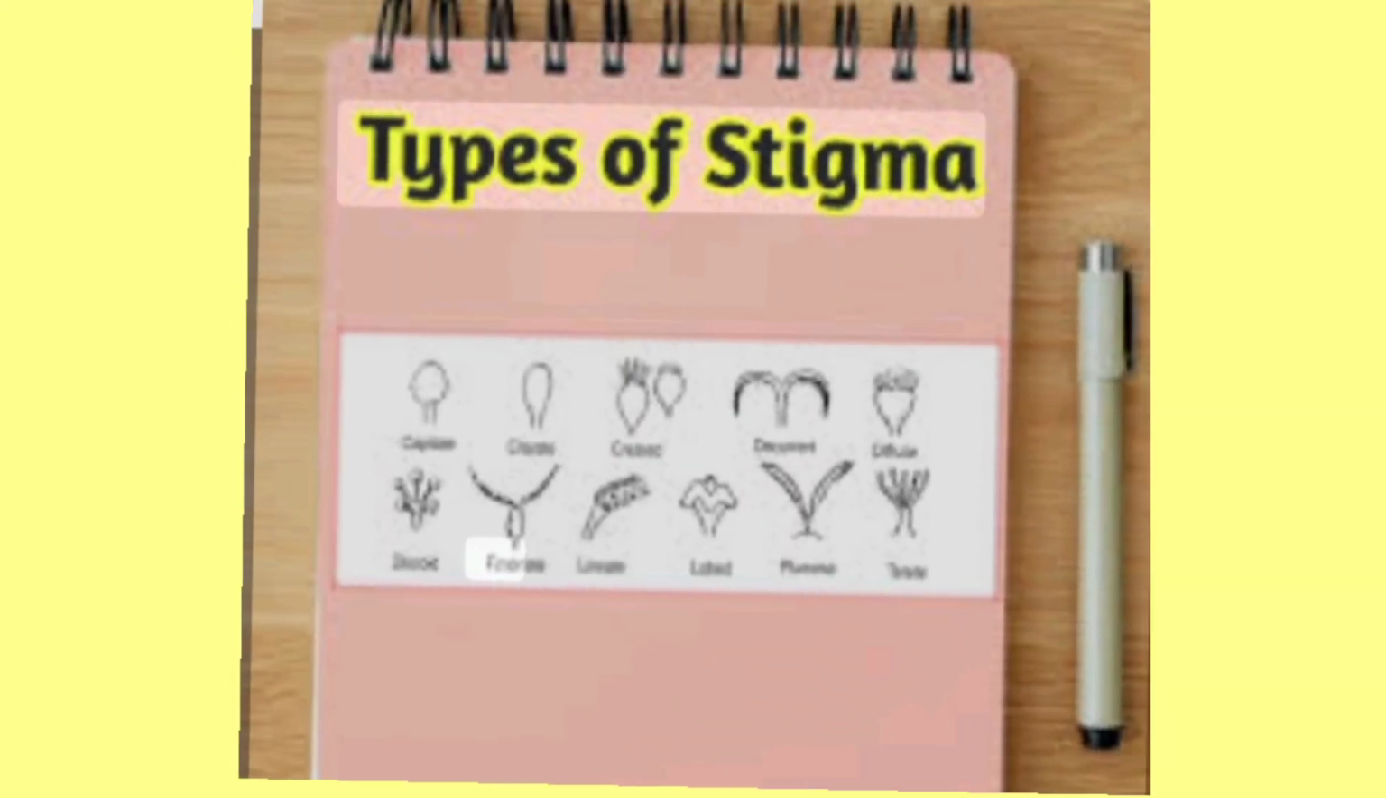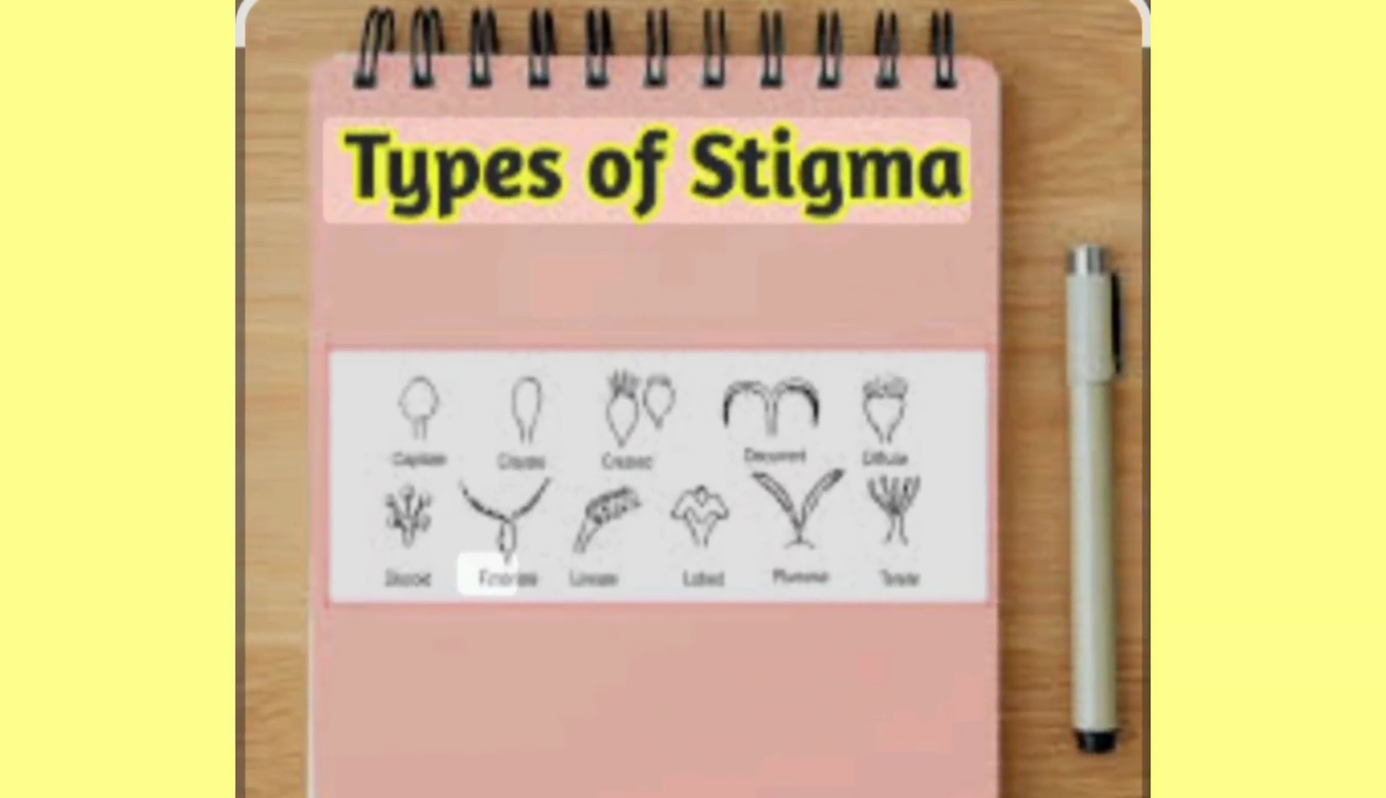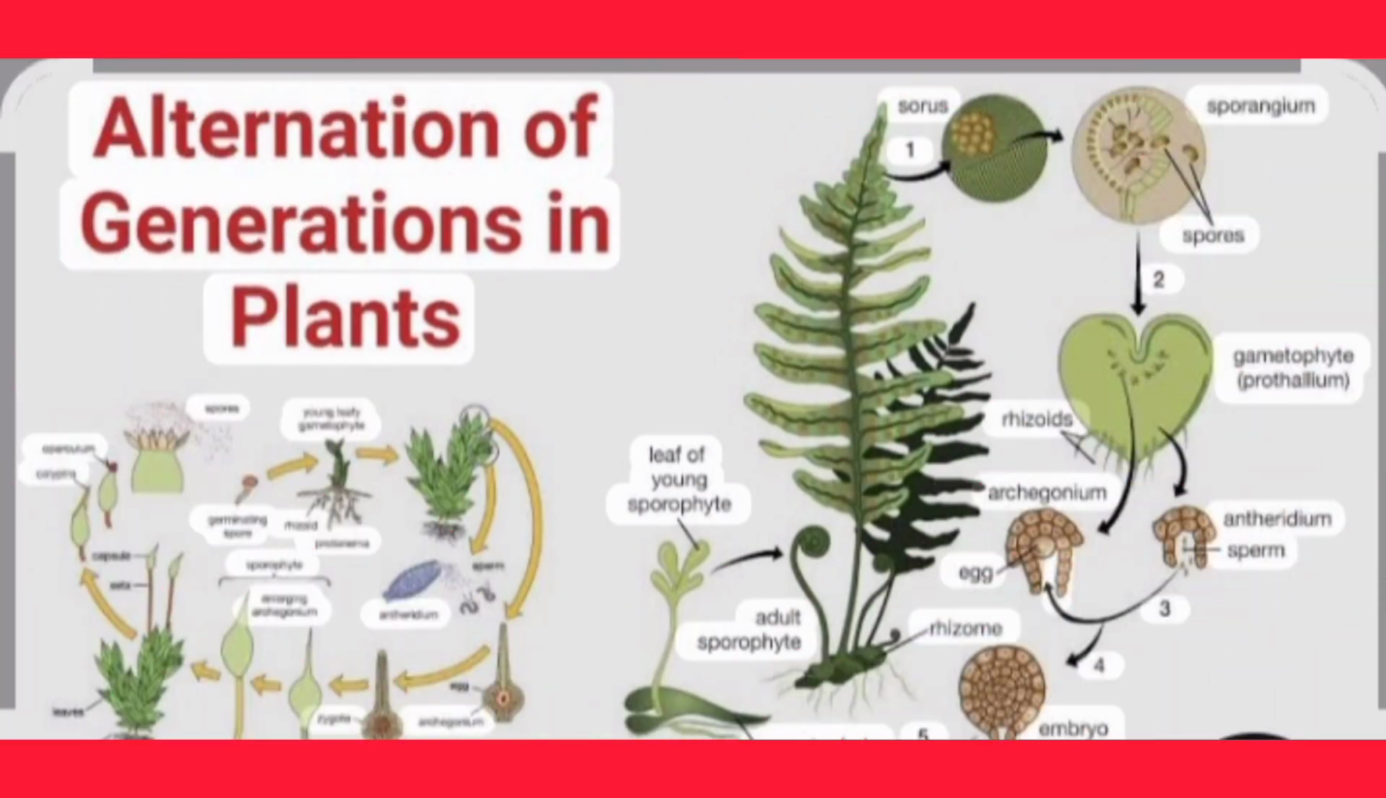The stigma is the top part of the female flower pistil. It receives pollen and helps start the process of seed formation. Most tracheophytes produce flowers and fruits. Tracheophytes show heteromorphic alternation of generations.